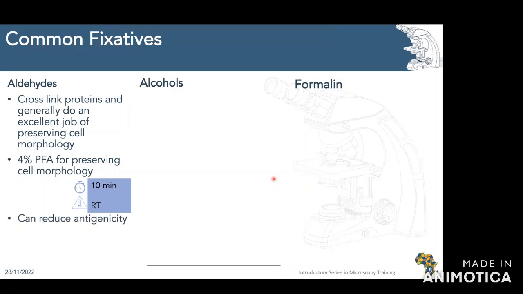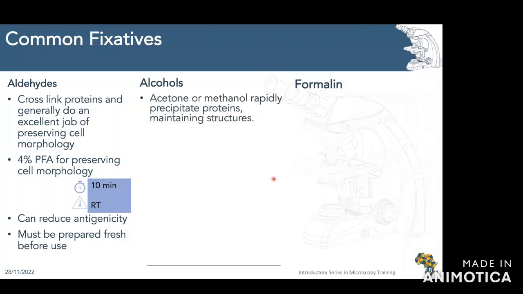With aldehydes, like paraformaldehyde and formalin, you can reduce antigenicity. So that's just something to take into account. If you're not detecting them, perhaps you need to do an antigen retrieval step. And something with paraformaldehyde, I see a lot of people using 4% that's been stored in the cupboard for the last 10 years. Please prepare this fresh if possible, because your 4% PFA is probably not 4% anymore.